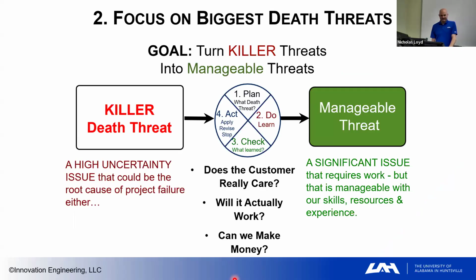Step 2 is this idea of focusing on any killer death threats. A killer death threat is one of 3 things. It's a threat that says the customer really won't care about this. In other words, if nobody's willing to buy it, that's a bad idea. Or even if the customer cares about it, it's something that we can't convince ourselves would actually work. Oh, that's a great idea, but that's never going to happen.